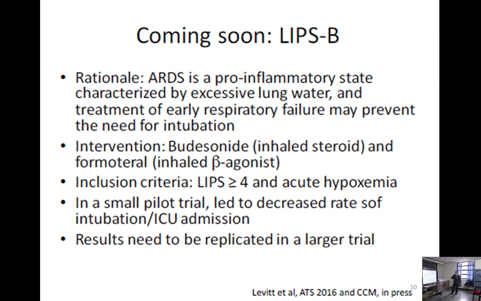If we see that it is a pro-inflammatory state with excessive lung water, then treatment of early respiratory failure may prevent the need for intubation.